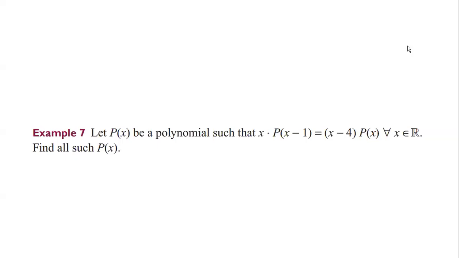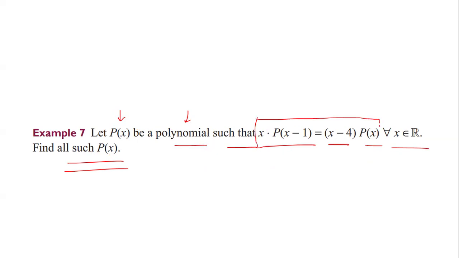So hello guys, in this video we are going to solve this interesting problem. In this problem it is given that let p of x be a polynomial such that x times p of x minus 1 is x minus 4 times p of x for all x belongs to real number. Then we have to find all such p of x. So p of x is a polynomial and it is satisfying this relation for all x belongs to real numbers, we have to find all such p of x.